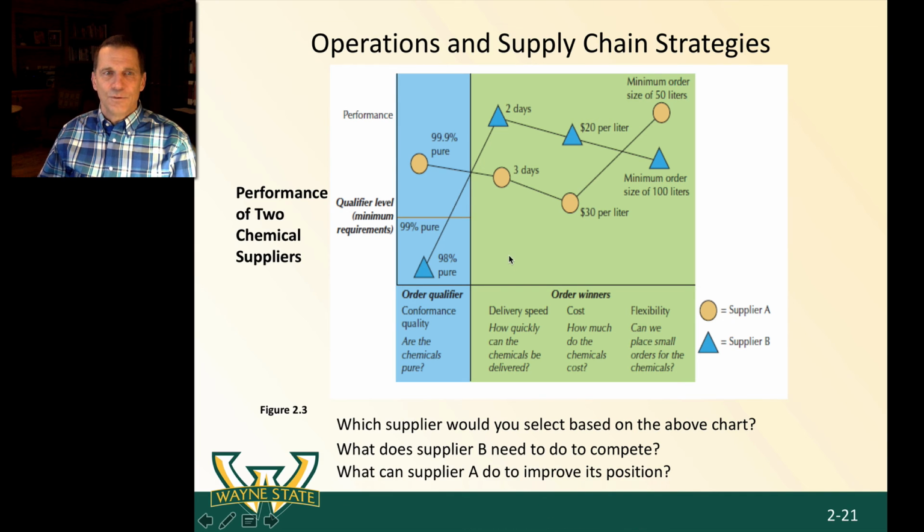What can A do to improve its position? Well, they're weak here in 2 of the dimensions. If they could improve their performance on delivery time, delivery speed, and if they could do something with their price, any combination of those would probably better secure their position, right? Secure their competitive position.